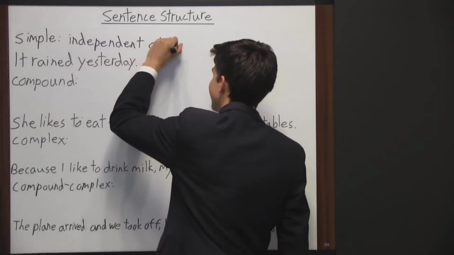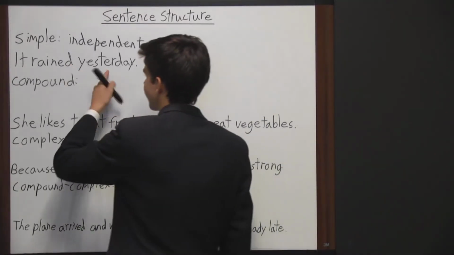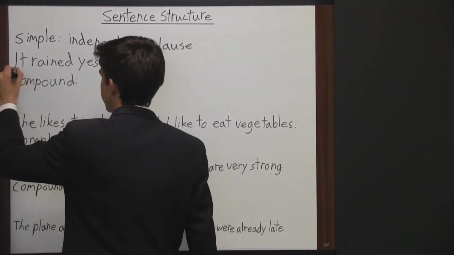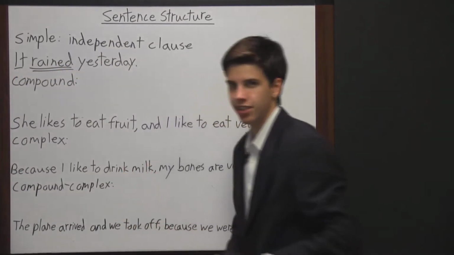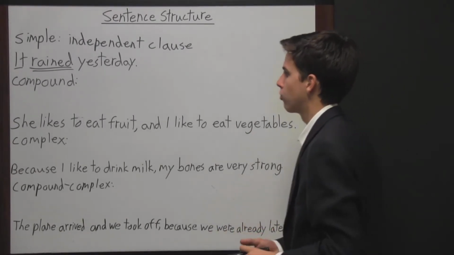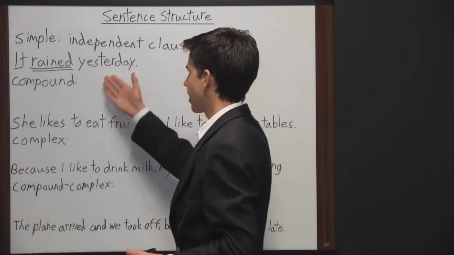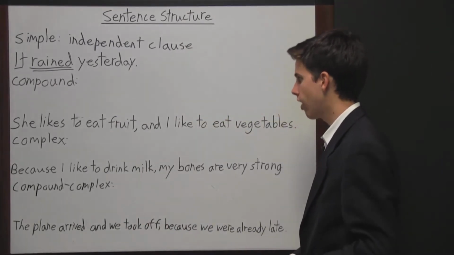An independent clause is a clause that can stand by itself. So here's an example. It rained yesterday. So we have a subject here, it, and a verb, rained. And so this sentence isn't dependent on anything else to be a complete sentence. It's a sentence in its own right because it can stand alone. It rained yesterday is a grammatically correct sentence. So we call that an independent clause.